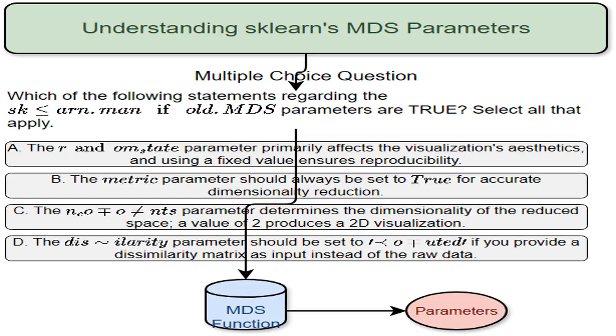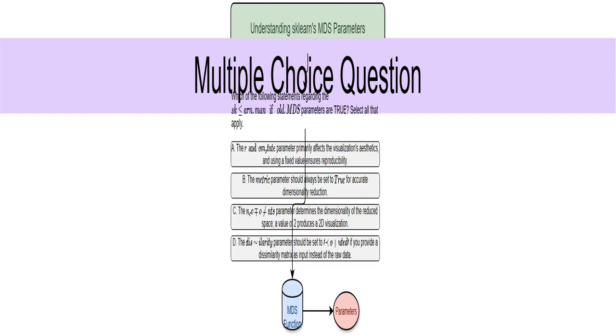I'm excited to test my understanding of how to use the parameters within scikit-learn's multidimensional scaling, MDS, function to visualize high-dimensional data. This statement is mostly true. The random_state parameter seeds the random number generator. This means I get consistent results each time I run the code with the same seed, making my results reproducible. While it might slightly alter the arrangement of points in the visualization, the primary benefit is reproducibility.